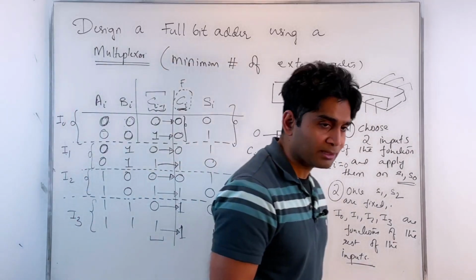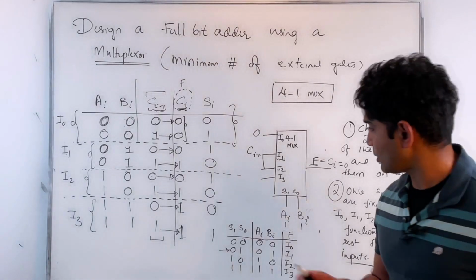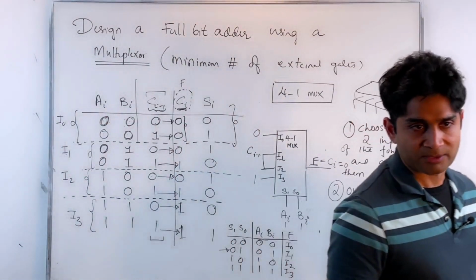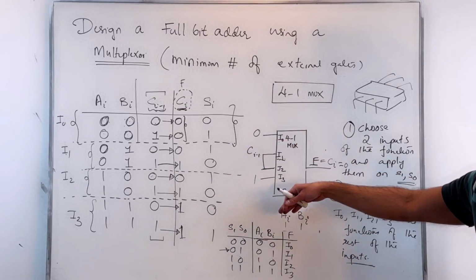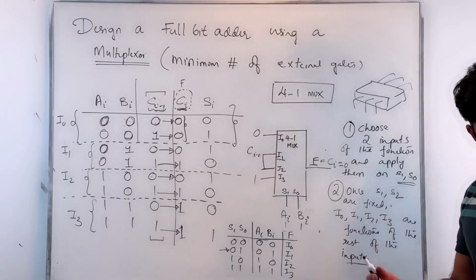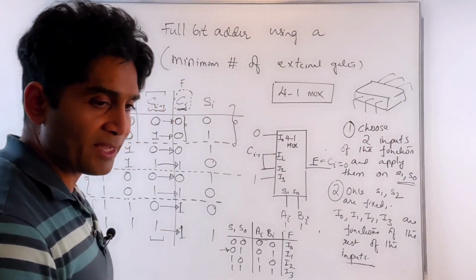So what should I be applying on I3? From the truth table, when Ai and Bi are both 1s, the output Ci does not depend on Ci minus 1. It's 1 either way. So yes, that's correct. I should be applying a 1. That's it. And now I've realized this function without using any external gates. I've realized the function just using the multiplexer, just by mapping my function onto the input and output pins of the multiplexer. And that's the procedure you will follow.